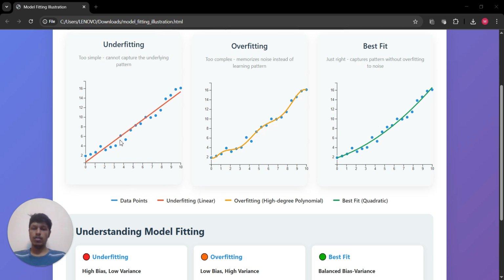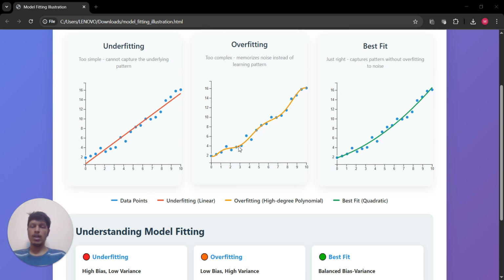For example, in this illustration, we can see that the learning model has fit a straight line to capture those data points during the training process, but the data points are spread across in a curve-like manner. So here the training error is high, and while validating with unseen data, the validation error is also high in the case of underfitting.